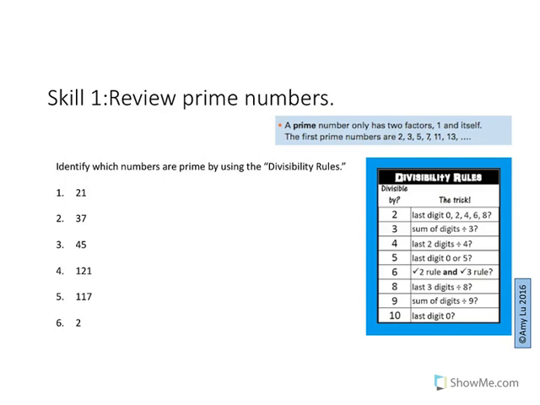So first of all, let's review a prime number. A prime number has only two factors, 1 and itself. So, for example, the number 2 has factors of only 1 and 2. So that's prime. But if you had something like 4, 4 has factors of 1 and 4, but also 2, because 2 times 2. So therefore, 4 is not prime.